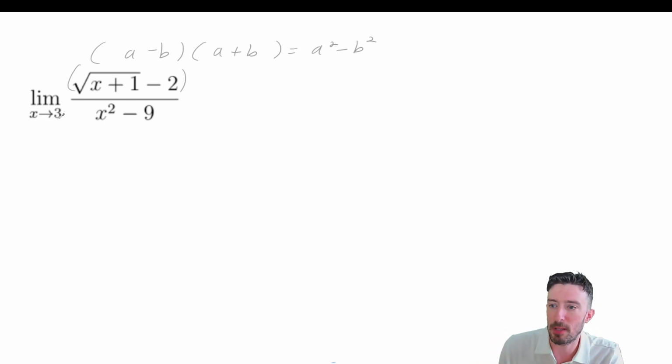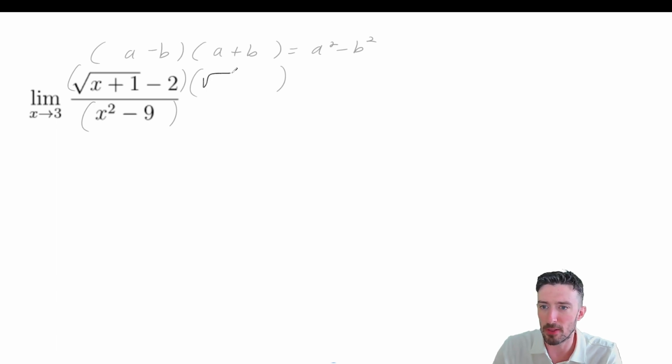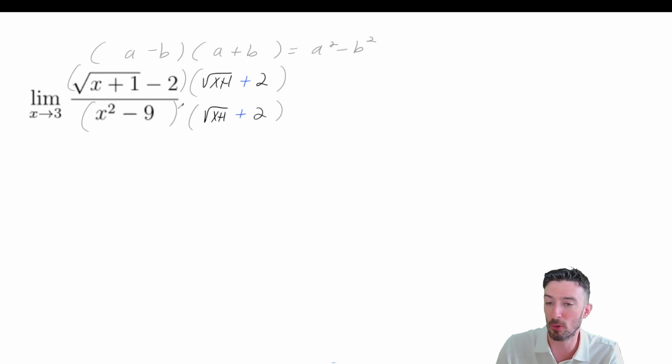We do need it because we can't actually do a plug-in right from the beginning. If you do that, you're going to get 0 in the bottom. That's not good. We don't want that. What we're going to do is multiply top and bottom by the square root of x plus 1 plus 2. So instead of the minus 2, we're going to use a plus 2. And you're going to see that that's going to end up helping us out. But before we see that, let's just put the same thing multiplied by the bottom.